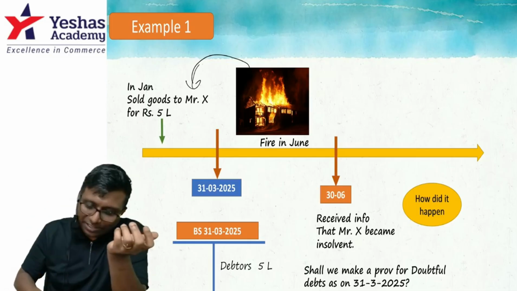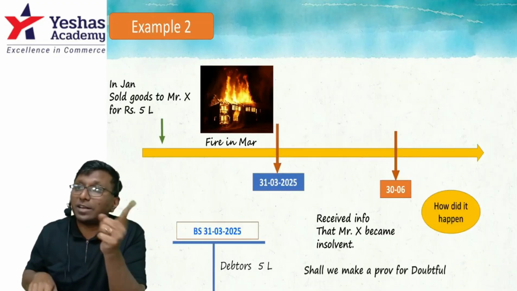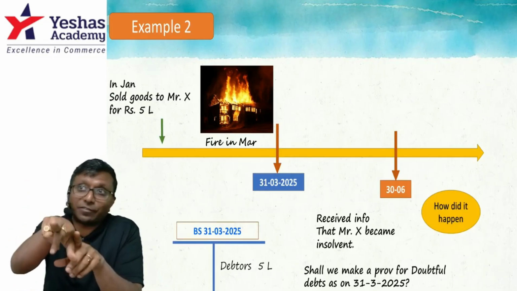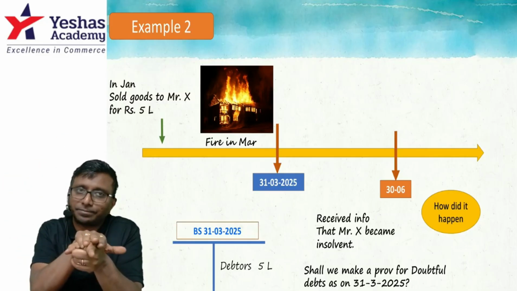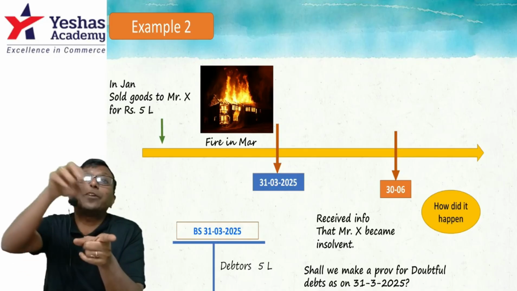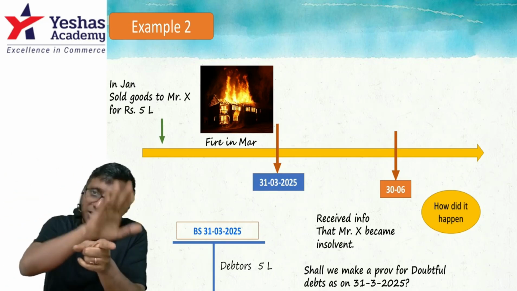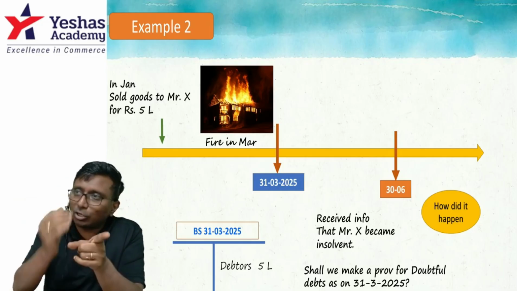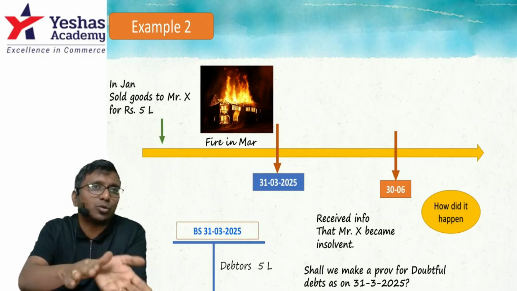Done. Now, what about the next example I said? Here, in which month did the fire happen? March. Correct? If you were aware of this, you must have made the provision as on 31st March itself. Was the debt doubtful as on 31st March itself? But the information came only later. Agree or not? There was a delay in information, but the position of my debtor or debt was already bad. So now, when should I book the provision for doubtful debts? 31st March 25 only you are supposed to book it.